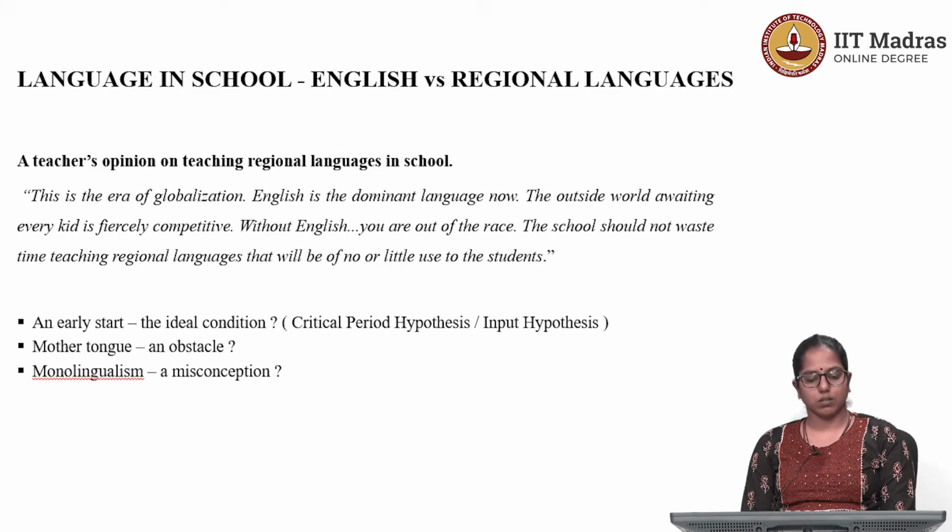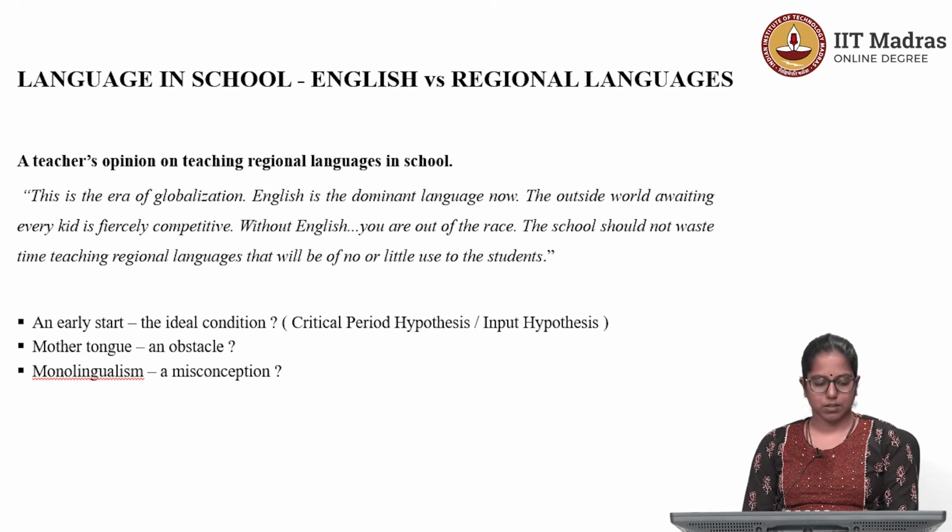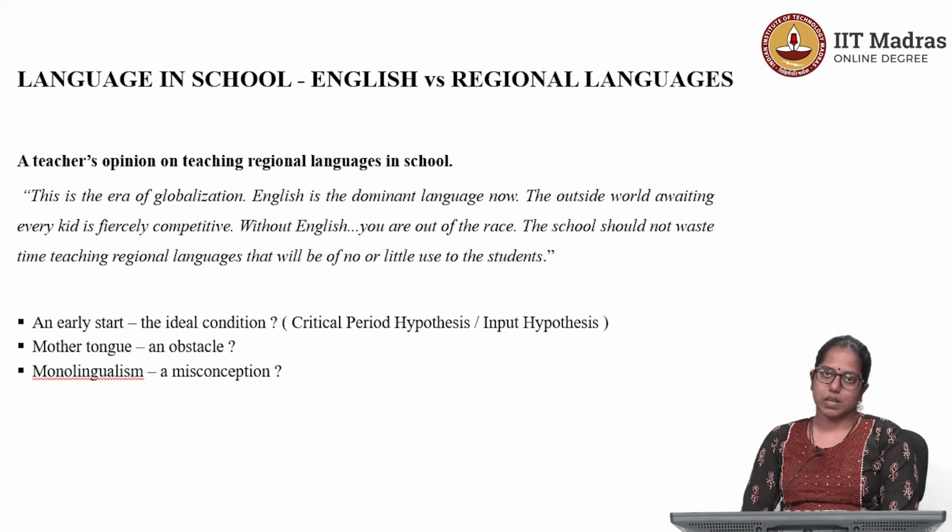The third common misconception is that of monolingualism. A lot of teachers feel that a child should be exposed only to a single language, that is the English language. That is a language that brings him success. Not true. Multilingualism is the very fabric of our society. Our brain is equipped to be multilingual. We are multilingual in nature, and multilingualism has a lot of benefits, especially cognitive benefits.